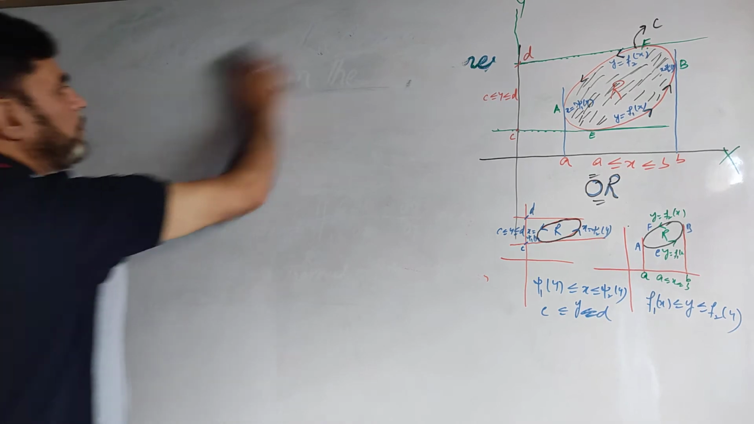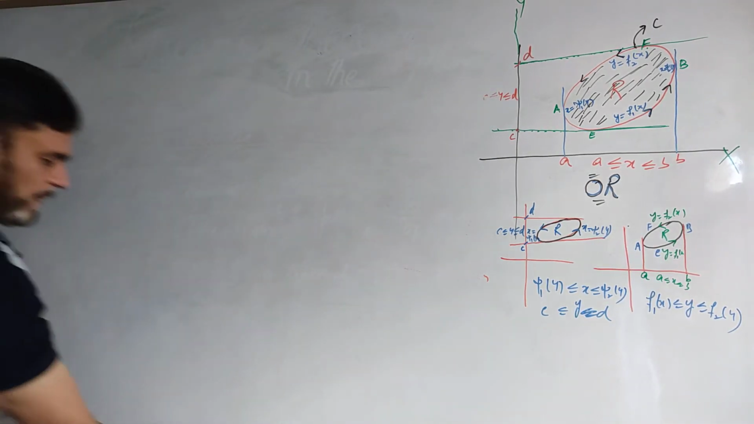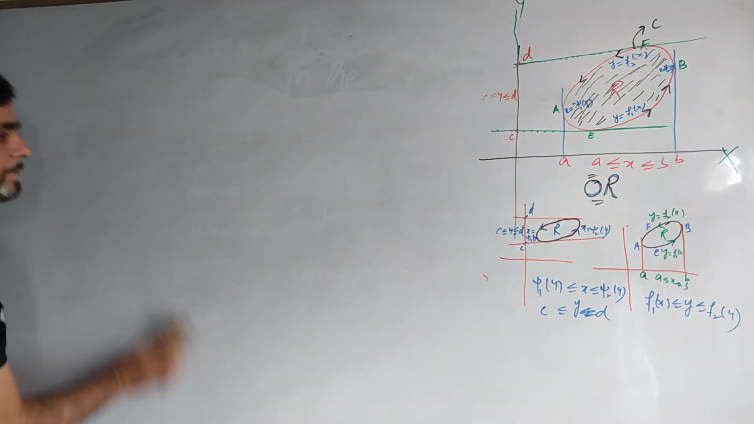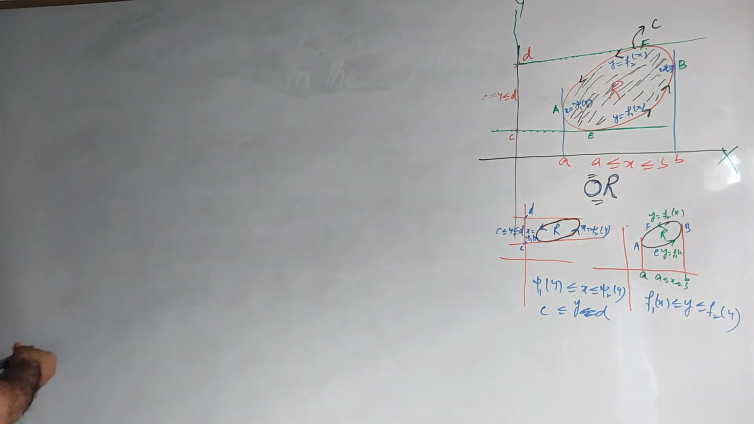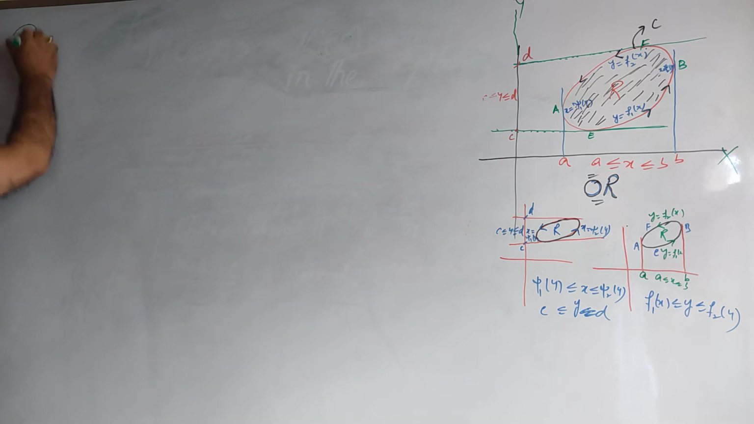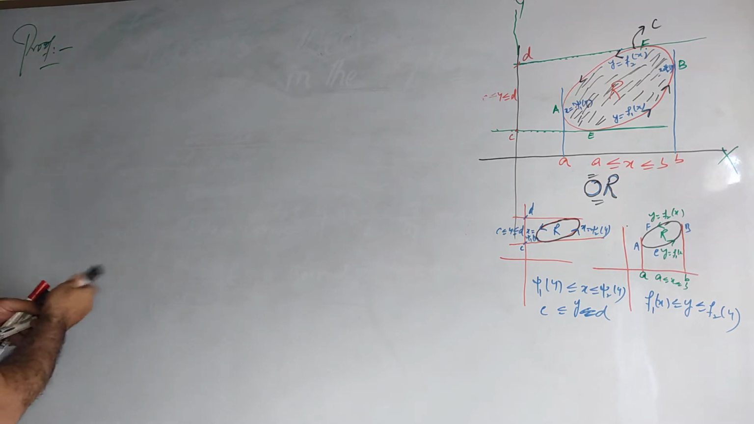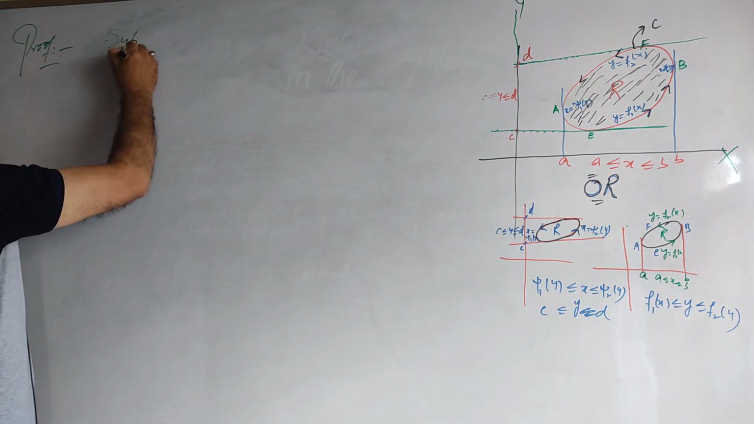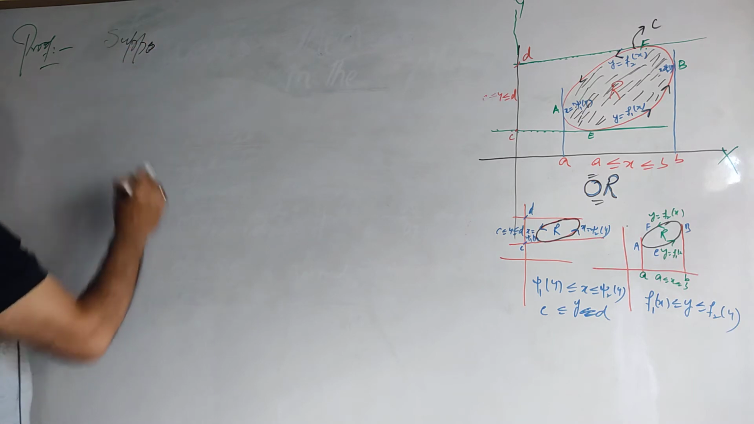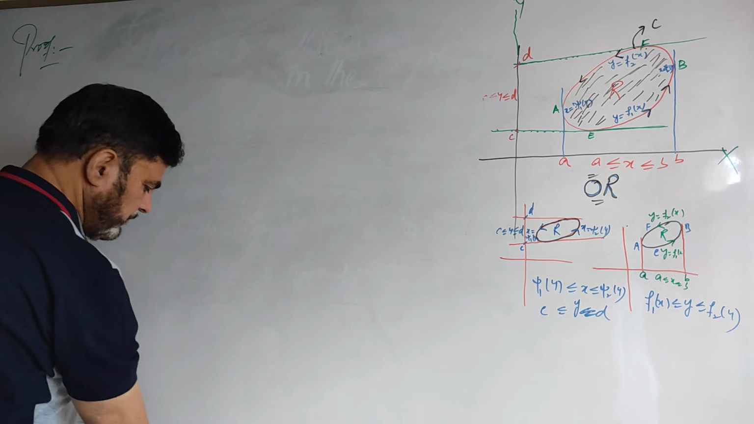Now we will have the proof. Let us have the proof of this theorem. In the proof we write, this is the proof of the result. We write here, suppose, let us consider our region R.